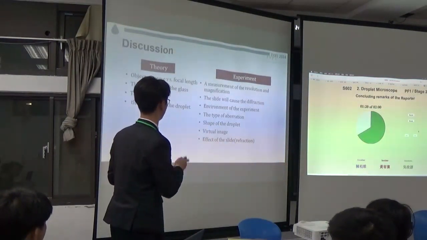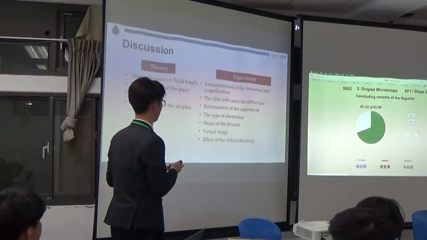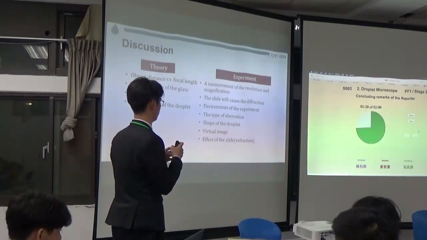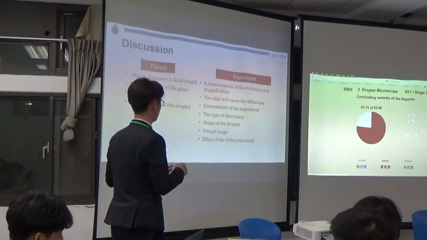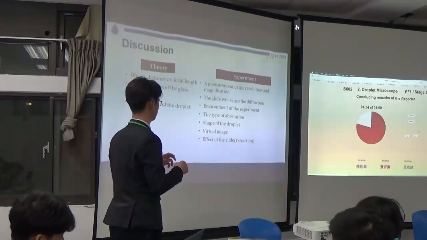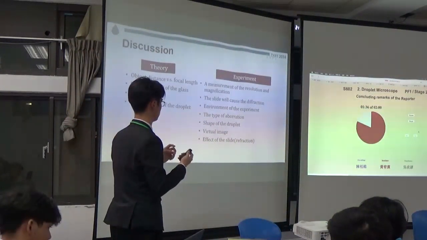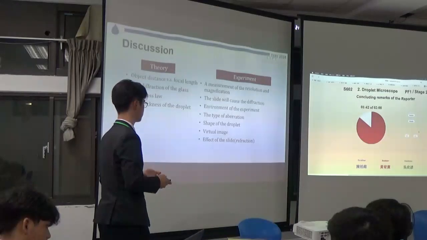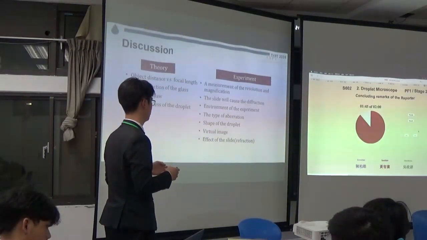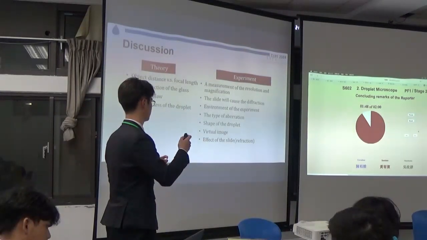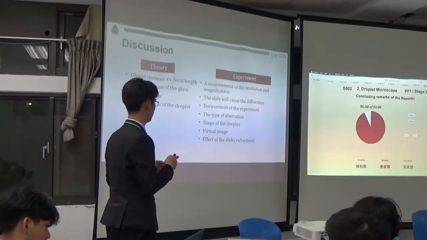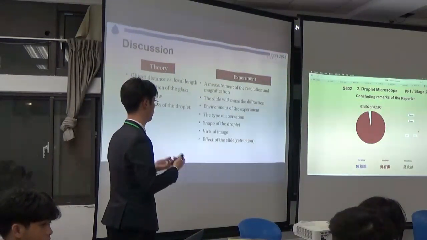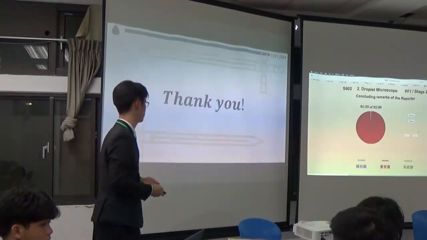For my experiment part, we talked about the measurement of the resolution and the magnification, and whether the slide will cause deflection. We also talked about the environment of my experiments on resolution and the type of aberration which might cause error in my experiment. We also talked about the shape of the droplets and how the virtual image was formed, and the effect of the slides, which may cause reflection, and for that I use the equation to modify it. That's all my presentation. Thanks for your attention.